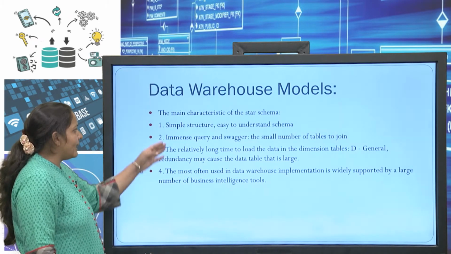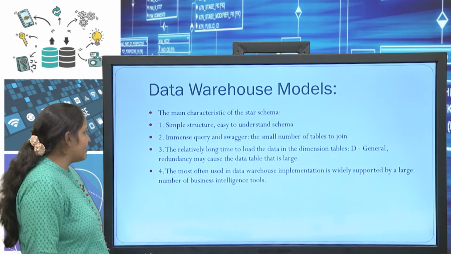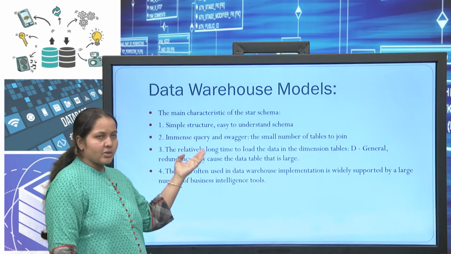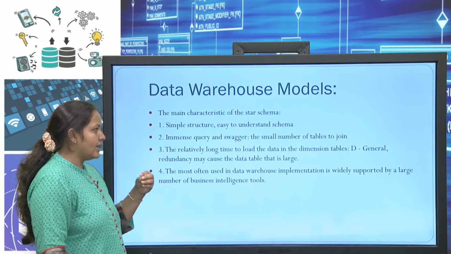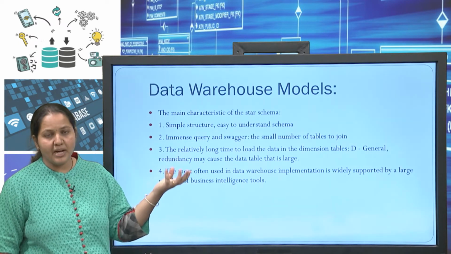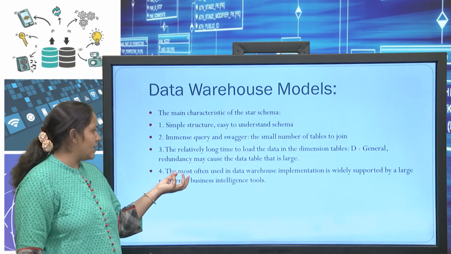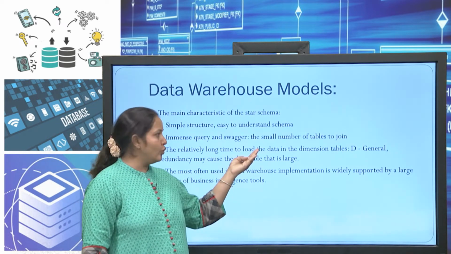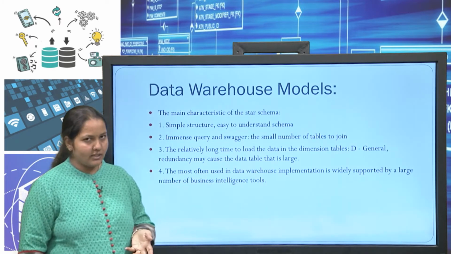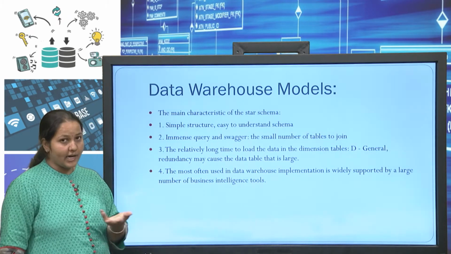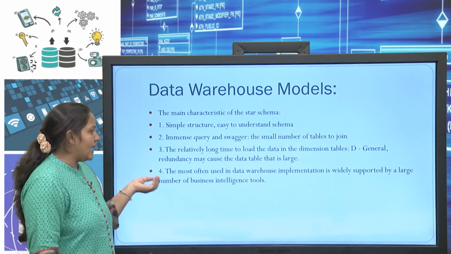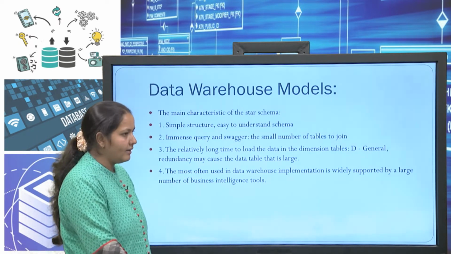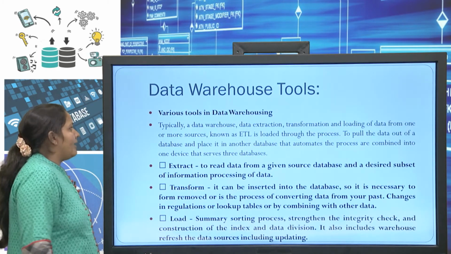Now, the main characteristics of star schema: simple structure, easy to understand, and immense query support, that means you can join a number of tables using this schema and get the information. Then there is a relatively long time to load the data using dimensions. So, you can get the general idea of your warehouse structure, and then how the implementation is required. Now, which are the tools?